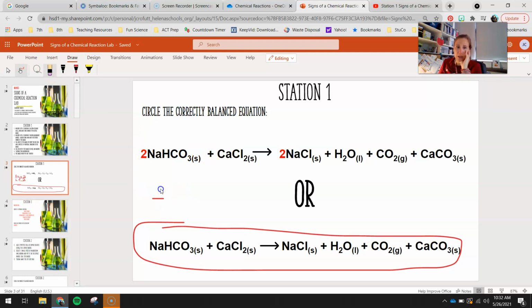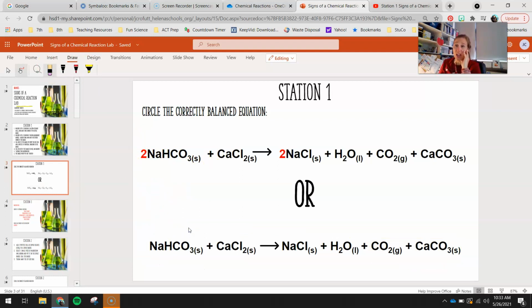Okay, so again, that's not going to be on all of these stations because some of these reactions are a little bit more complicated and really hard to even just count to see whether or not they're balanced. So this is only some of them.